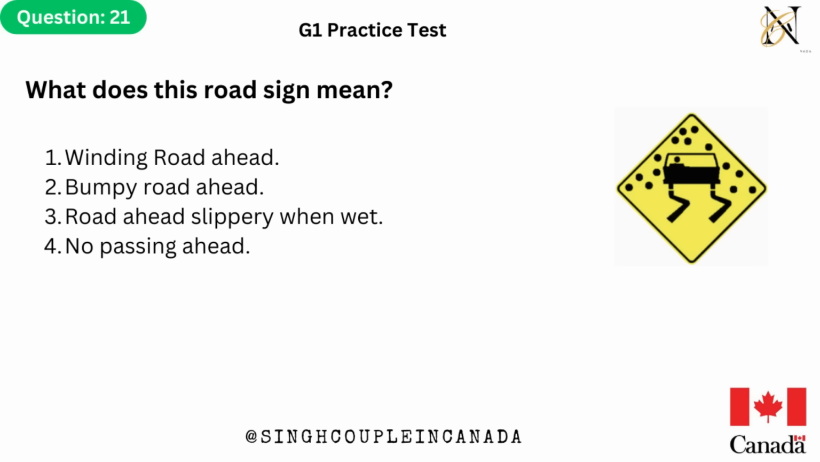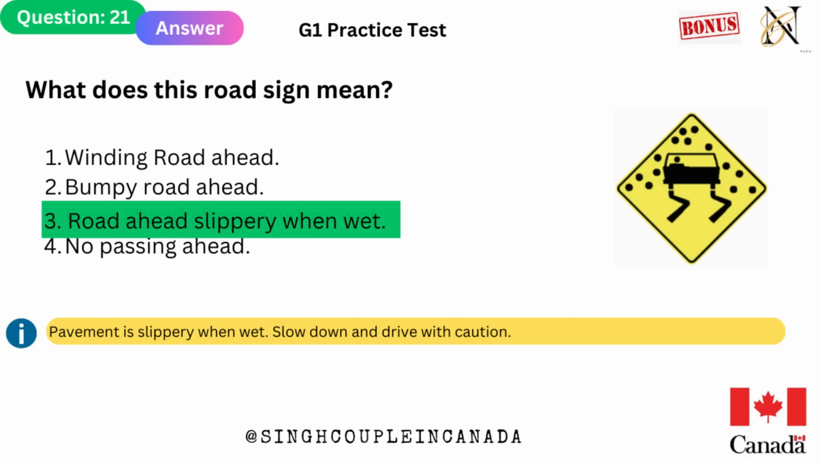What does this road sign mean? 1. Winding road ahead. 2. Bumpy road ahead. 3. Road ahead slippery when wet. 4. No passing ahead. The answer is 3. Road ahead slippery when wet. Pavement is slippery when wet. Slow down and drive with caution.